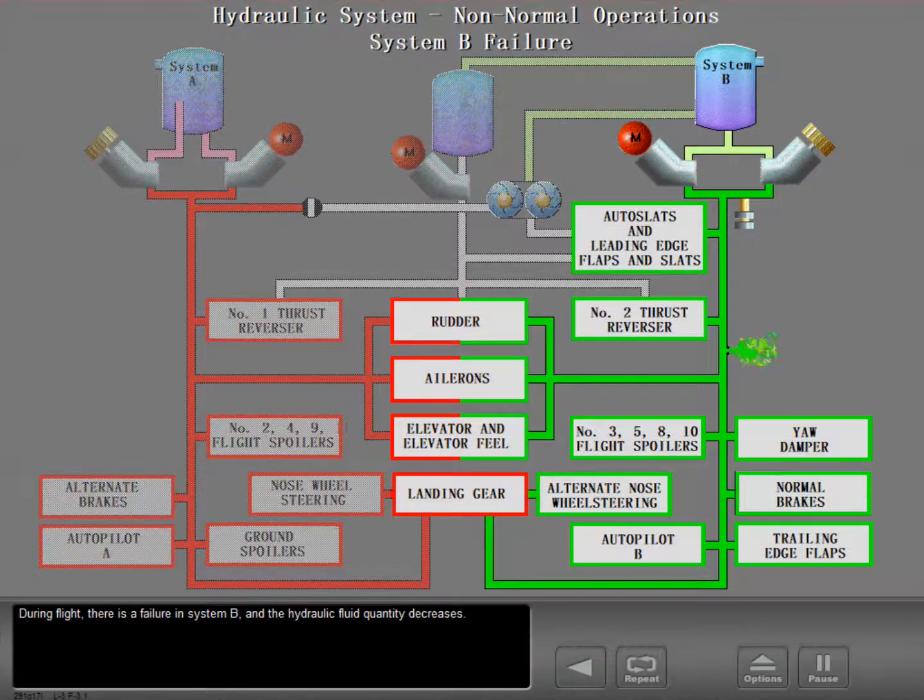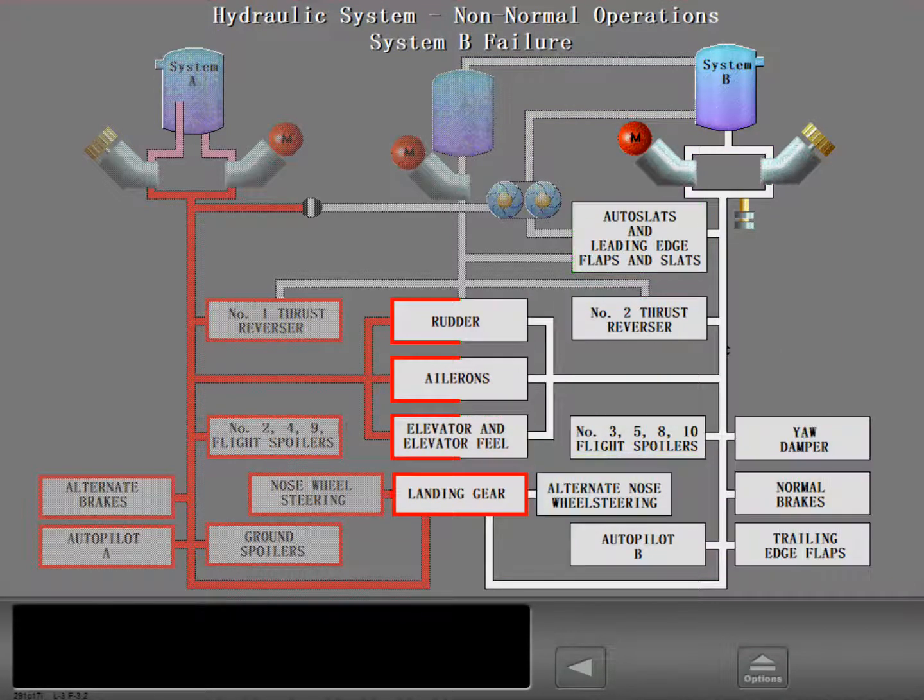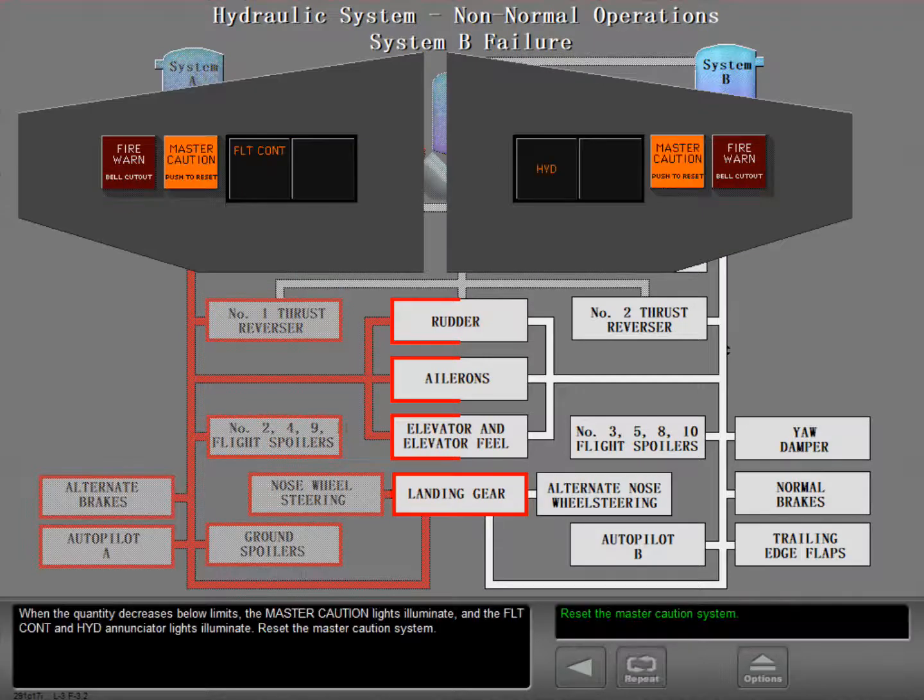During flight, there is a failure in System B and the hydraulic fluid quantity decreases. When the quantity decreases below limits, the master caution lights illuminate and the flight control and hydraulic annunciator lights illuminate. Reset the master caution system.